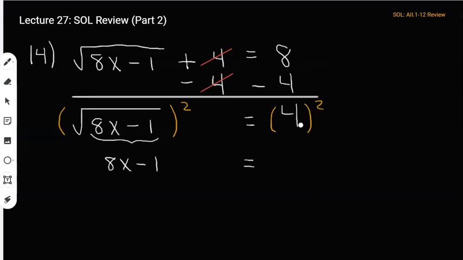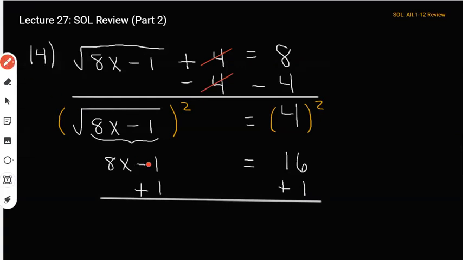Over here, 4 squared is going to give me 16. That's 4 times 4. So now to get the x by itself, I need to do 2 things. I need to get rid of the minus 1 and the 8 right here. To get rid of the minus 1, I can add 1 to both sides. When I do that, the negative 1 and the positive 1 are going to cancel out, leaving me with 8x.